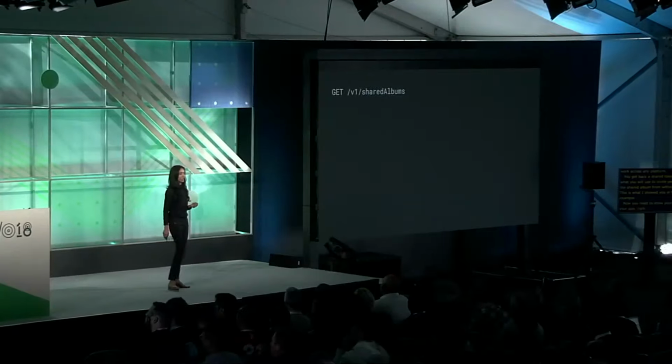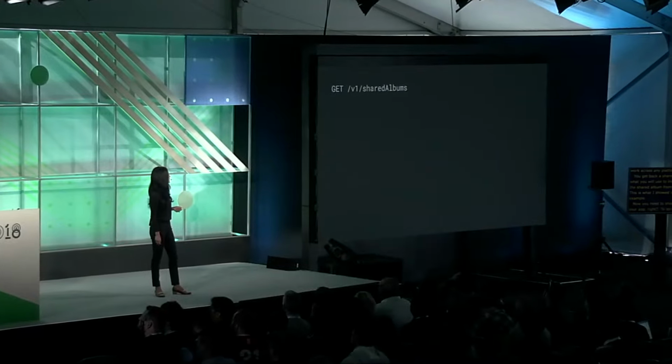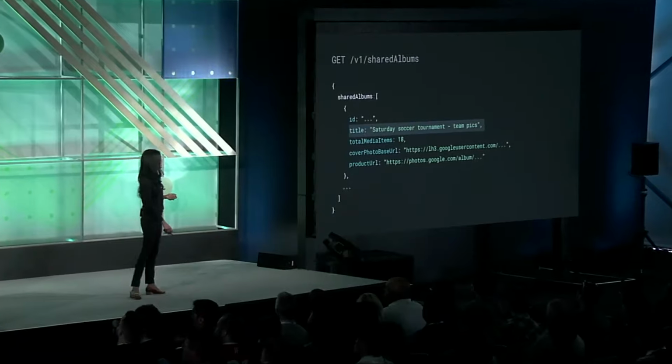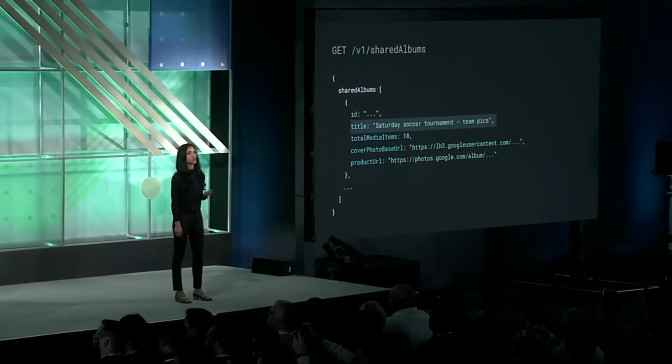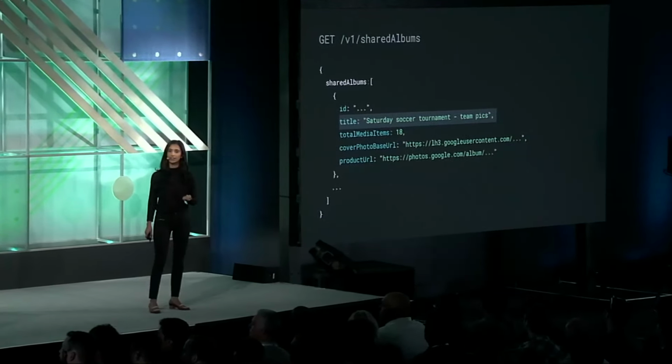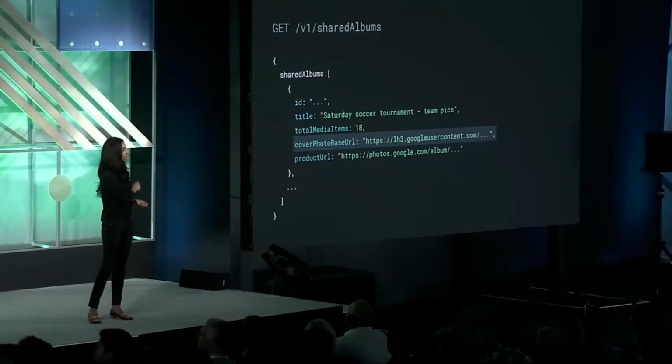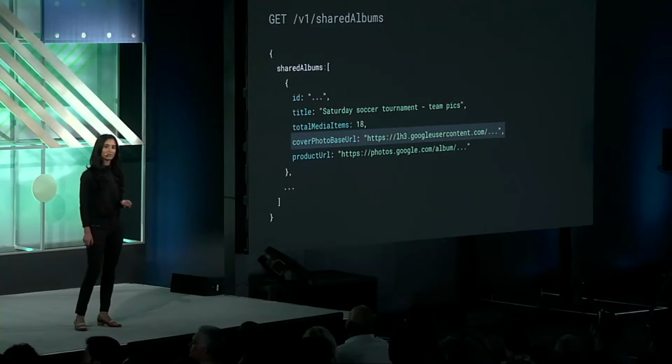Now, you need to show your album in your app, right? And to do this, you send a GET request. And you'll get back a list of shared albums that a user has joined. So I'll pause on the screen. The list you'll also get will show attributes like the title and cover photo, which you'll be able to build into your UI.